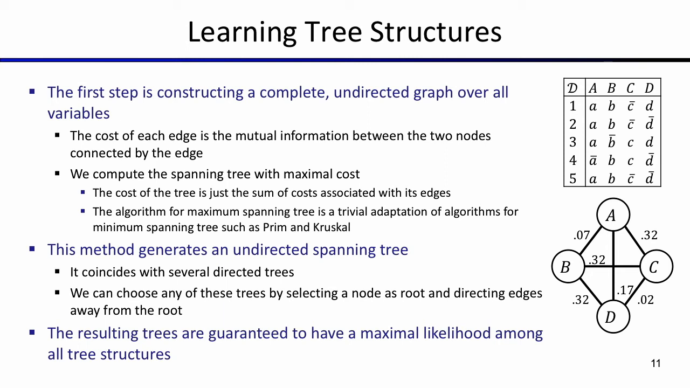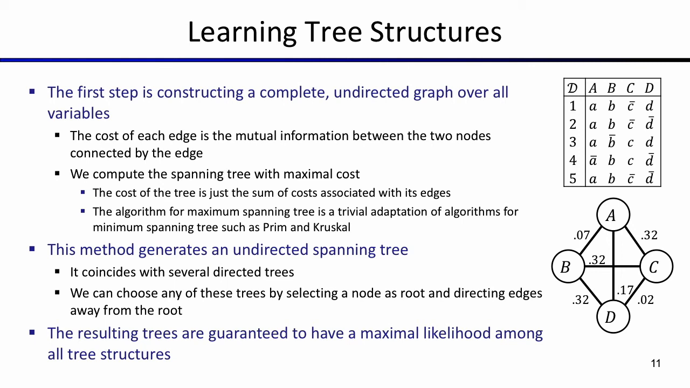So we're going to generate what is an undirected tree. But the Bayesian network is a DAG, so we need to convert this undirected tree into a directed tree. In order to do that, we choose one node as a root and direct the edges away from the root. We can select any node as a root.